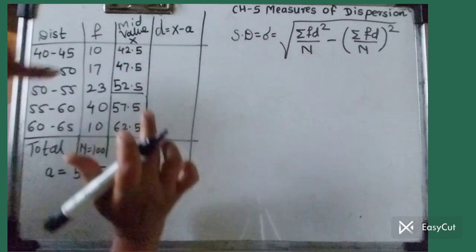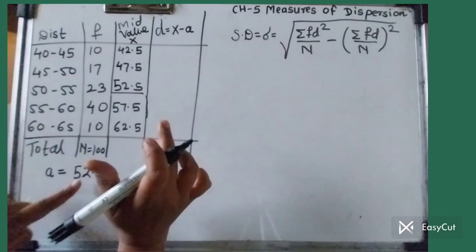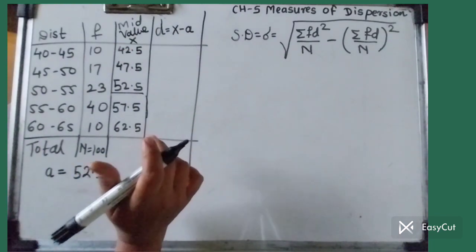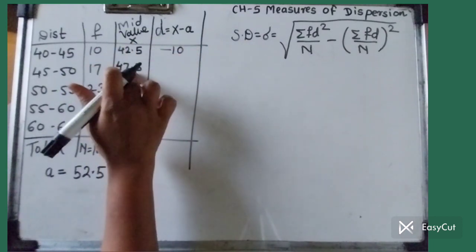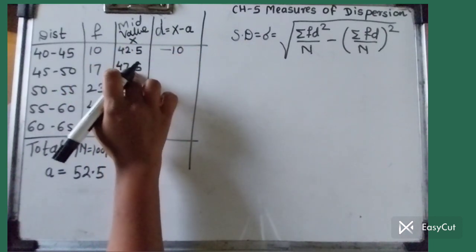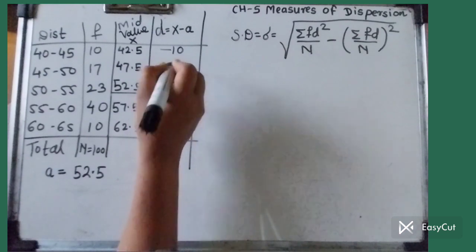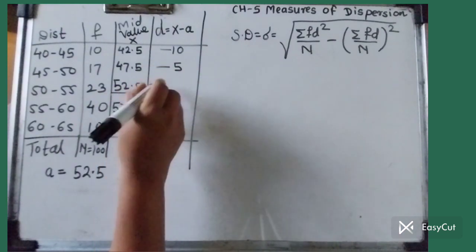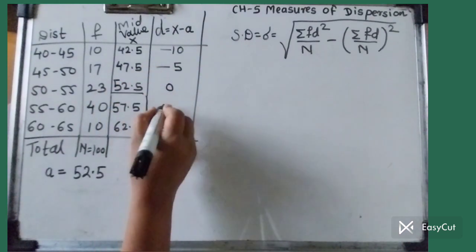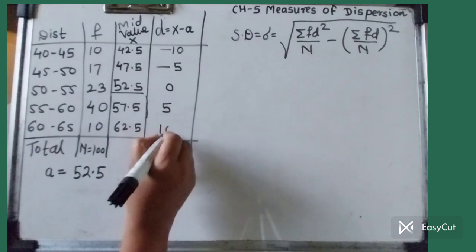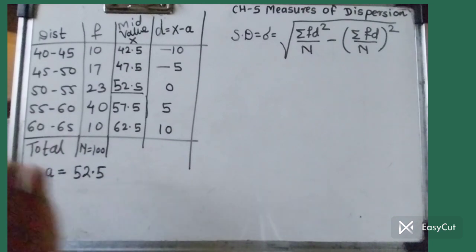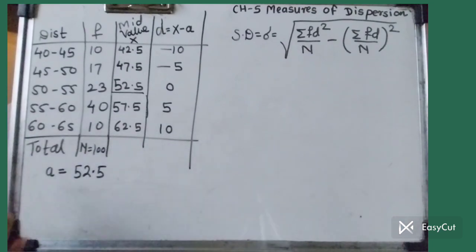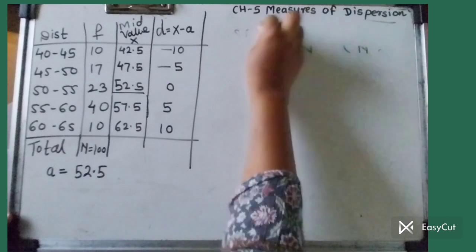So x minus a means 42.5 minus 52.5, which is minus 10. 47.5 minus 52.5 is minus 5. 52.5 minus 52.5 is 0. Here plus 5, here 10. No need to find summation D here.